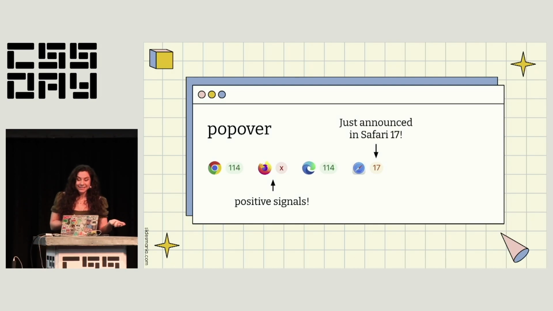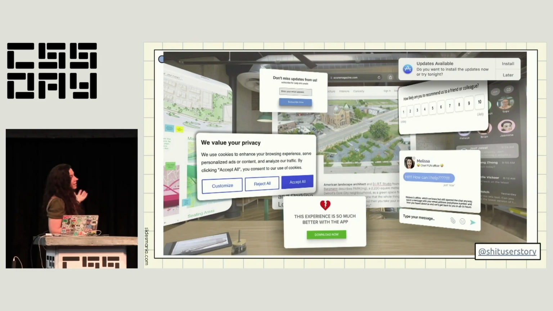Which means that we can now have popovers in 3D Vision Pro. I'm just kidding. I hope this isn't our future. But this is a great Twitter account, Shit User Story. I don't know if you follow it.